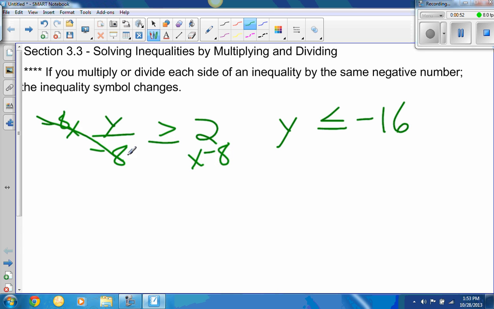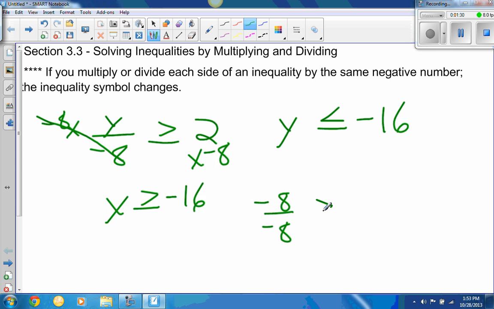If I didn't flip it, and I just left it like this, and it ended up being y is greater than or equal to -16, then when I go to plug a number in to see if it works, it's not going to work. I'm going to have the opposite of the answers that I should have. What do I mean by that? If I plug in a number that's greater than or equal to -16, let's just say -8, because that would be bigger, right?